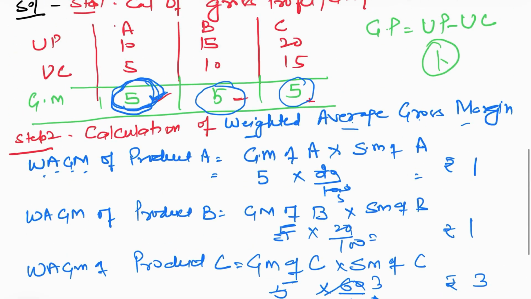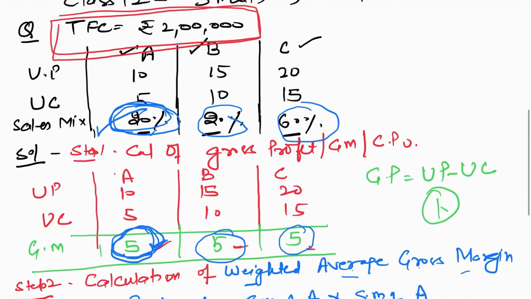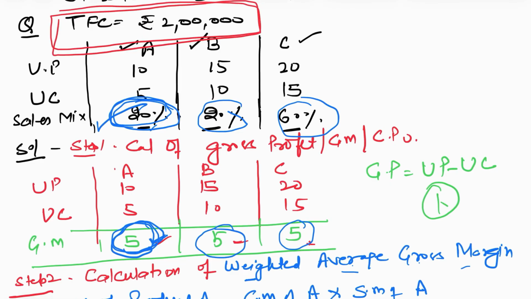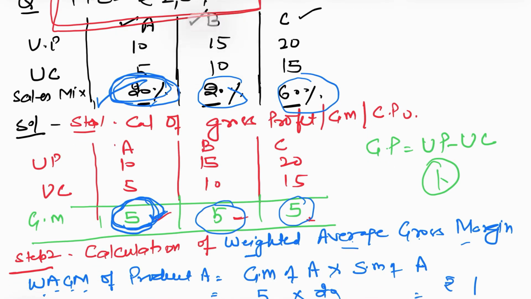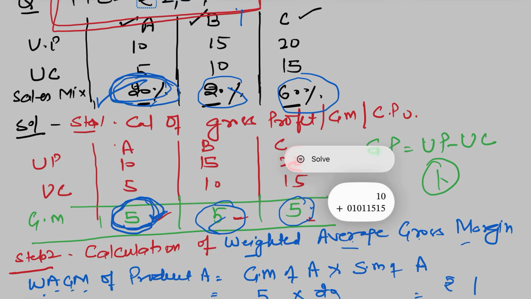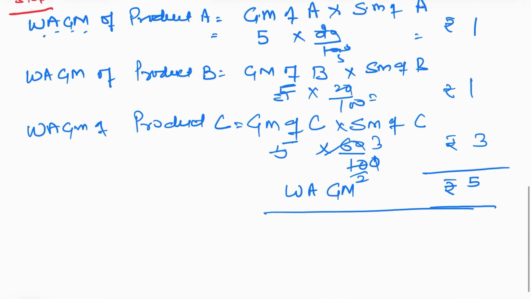Why did I calculate it? Because I have total fixed cost here, and I know in break-even point we divide total fixed cost with the profit. Now I don't know which profit I should divide it with. Should I divide this fixed cost with profit of A? Or profit of B? Or profit of C? What should I do? I don't know. So what I'll do, we take the average of all the 3 profits. Here it comes, weighted average gross margin.